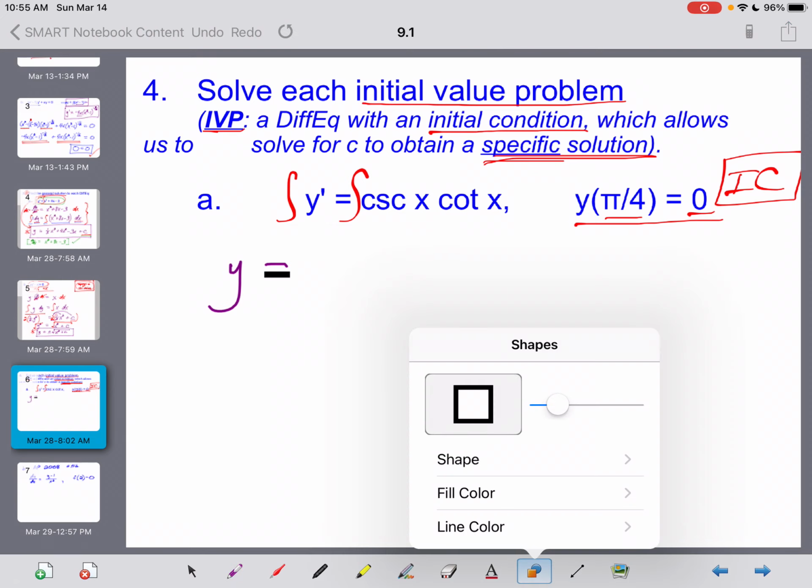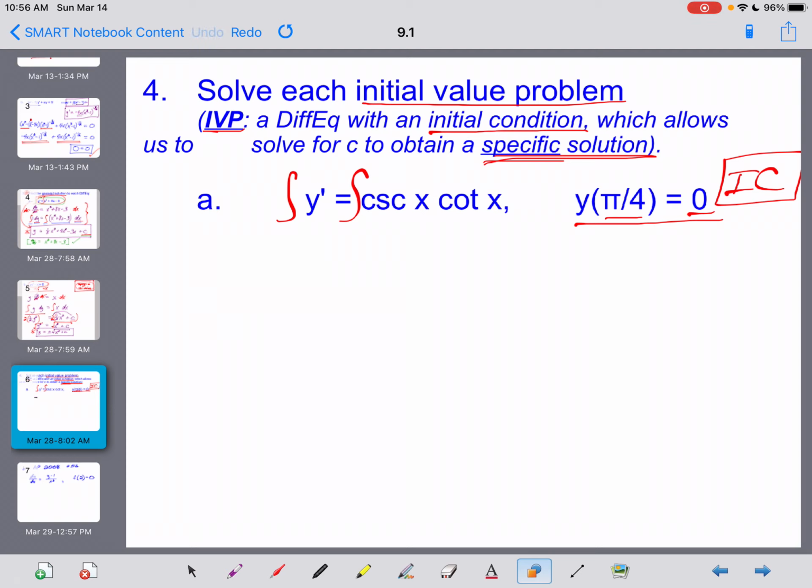Ah, dang it, I did it again. All right, undo that, undo that. Let's try that again, Mr. Fontana. We just get y equals, here we go.